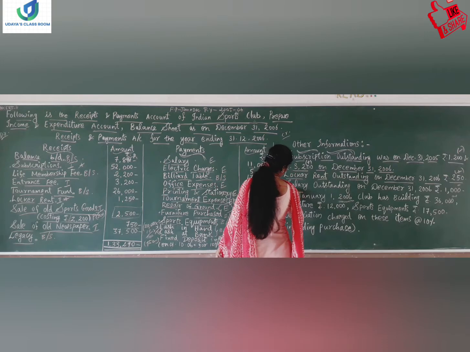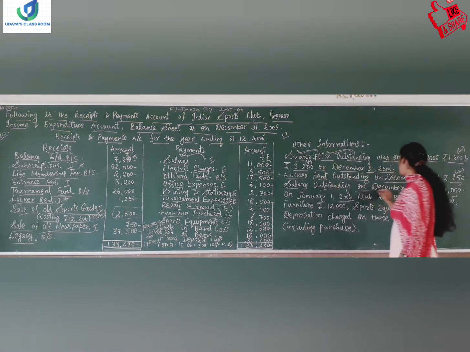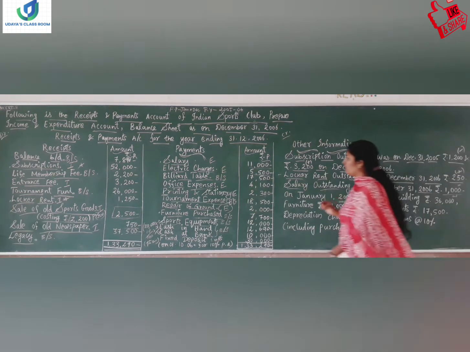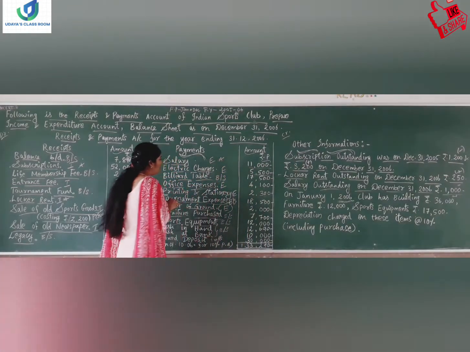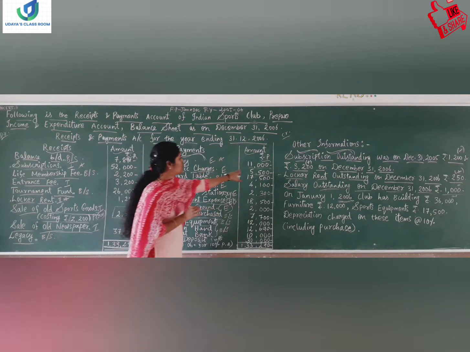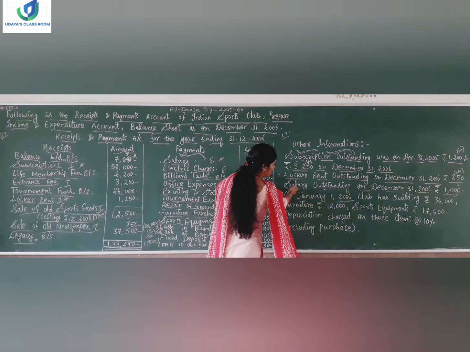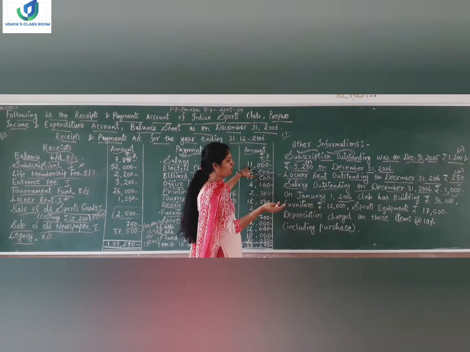Okay. And the next adjustment is salary outstanding. Salary outstanding on December 31st, 2006, rupees 1,000. Where is salary? Here is a salary. Let's put a star mark here. Salary we have paid, it's an expenses, right? So expenditure side we will be writing 11,000. Outstanding salary for the current year or the previous year or succeeding year we have to look for.